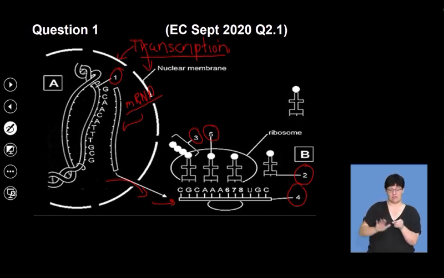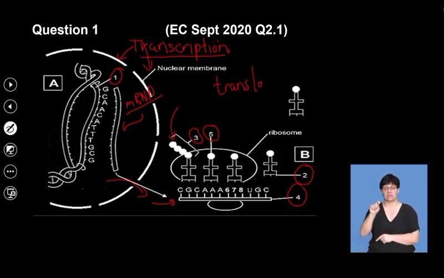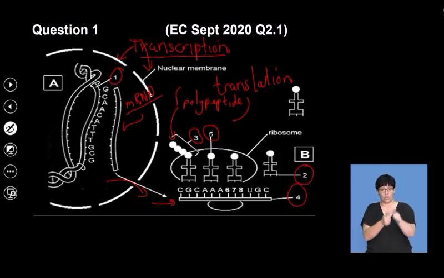The next part or phase of this would be what happens outside in the cytoplasm, and that's the production of these amino acids held together, and we refer to that as the second stage, called translation. And translation is essentially changing the mRNA into a polypeptide chain which has many amino acids held together in a specific order, and that is essentially what number 3 is pointing to.